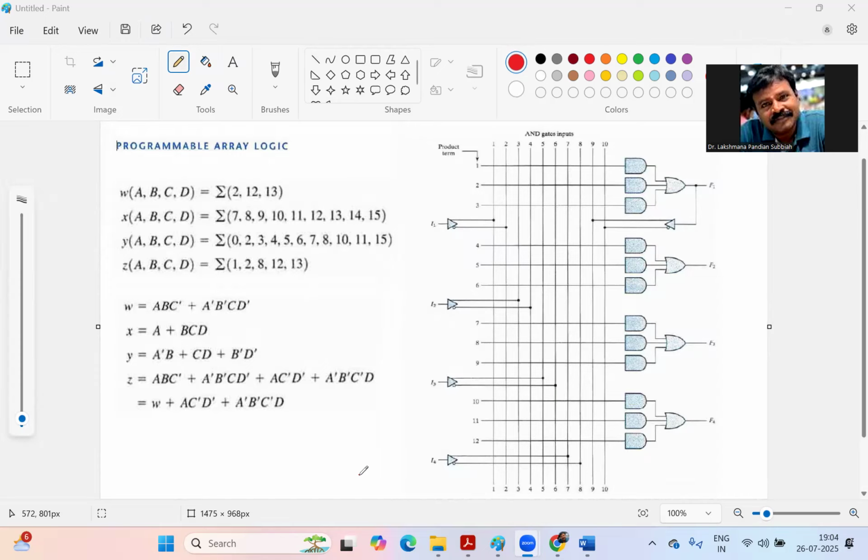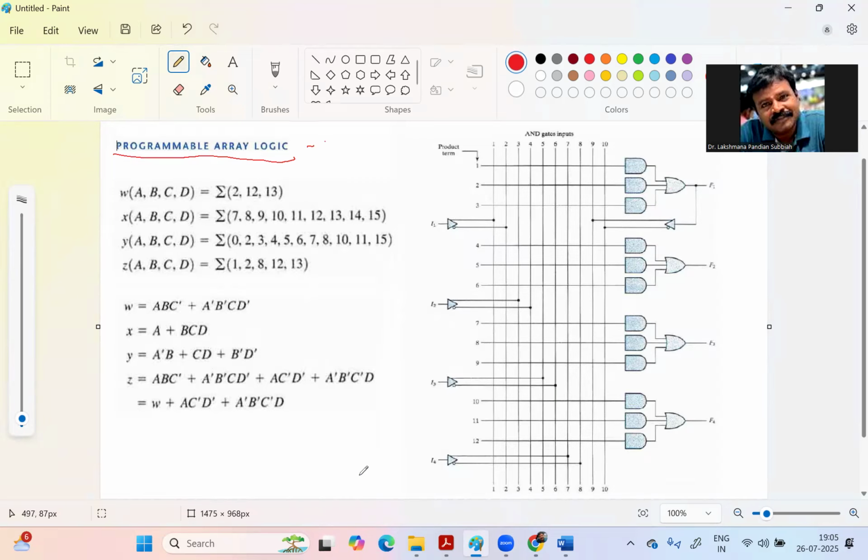Good morning, students. In this lecture, we are going to discuss the design of logic circuits using programmable array logic. First, let's see what programmable array logic is. This is a programmable array logic, which may also be called PAL.